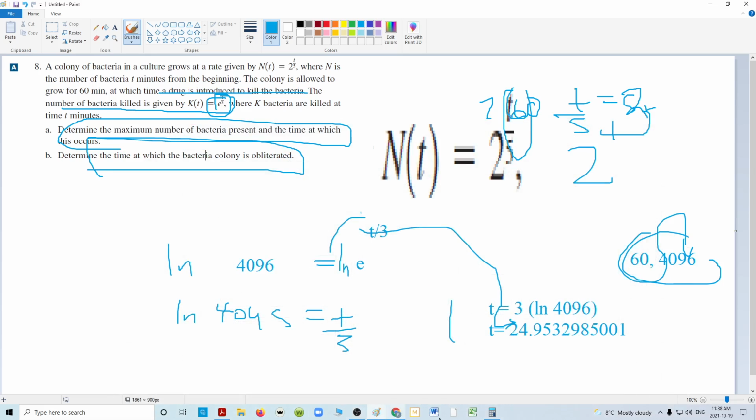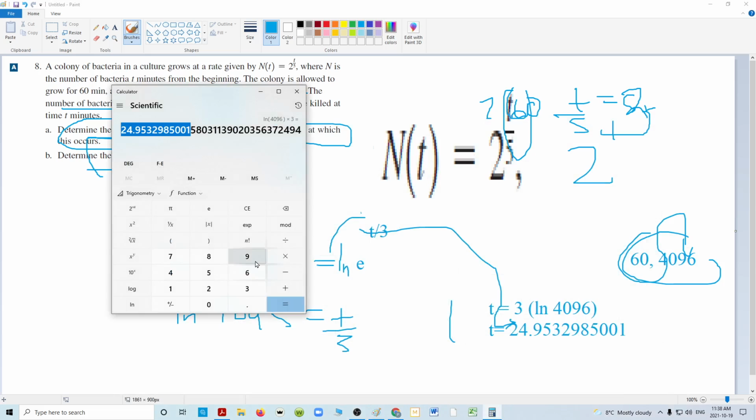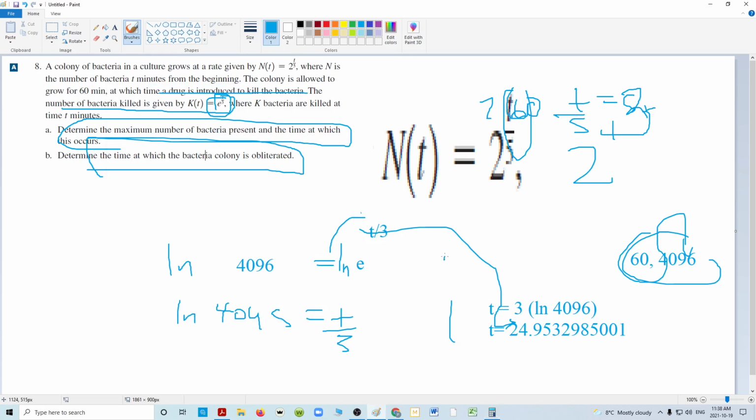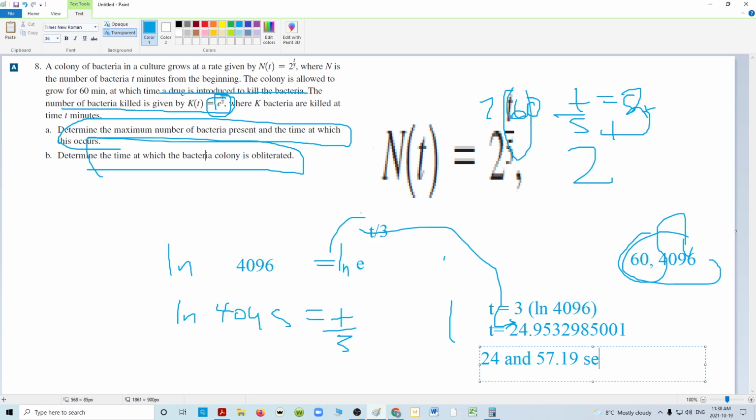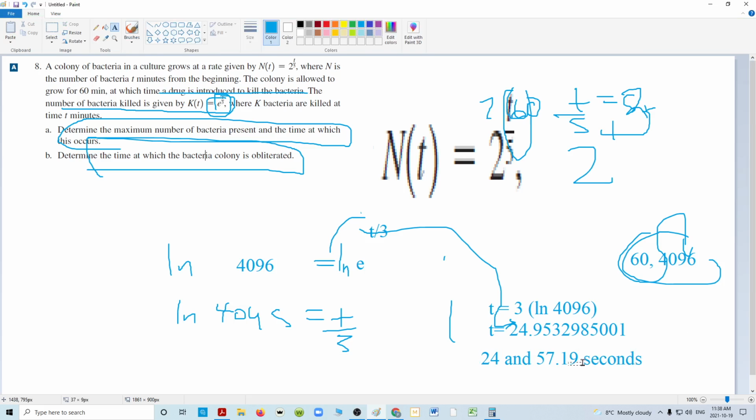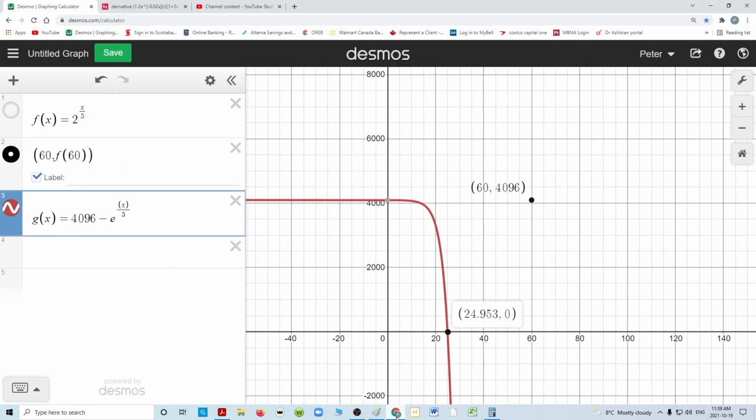24.95. By the way, when you want to figure out what that 0.95 is, that's not 95 seconds. 0.9532985 times 60, that's 57 seconds. So be aware that because we're working in base 10 and time is base 60, and even that 0.19 is 19 hundredths of a second. This up here, 0.95 is 95 hundredths of 60 seconds, which is 57 seconds. So be aware, don't confuse your time with base 10. But you can see it gets obliterated.